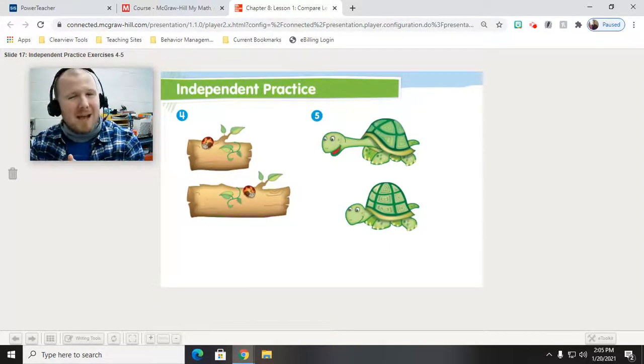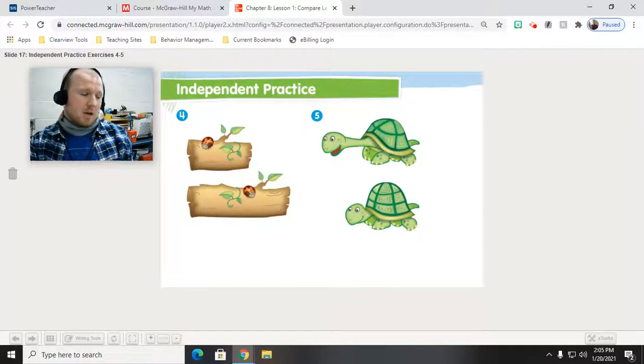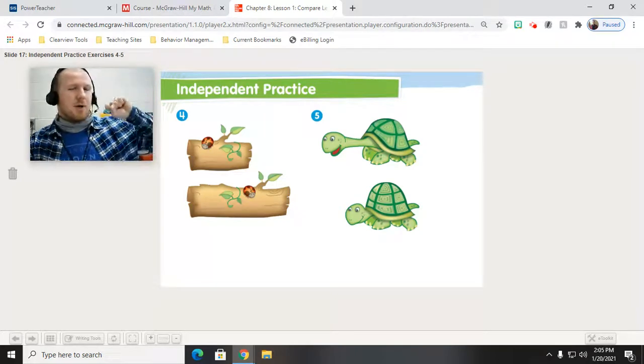But check me out in the next lesson when we're going to be talking about something even crazier. We're going to be talking about height.